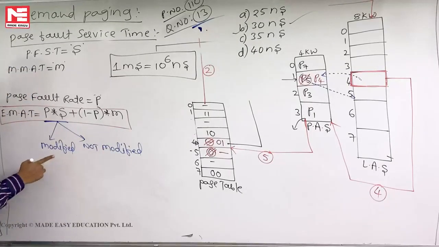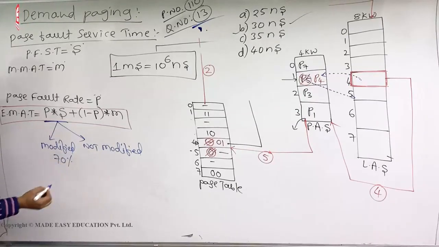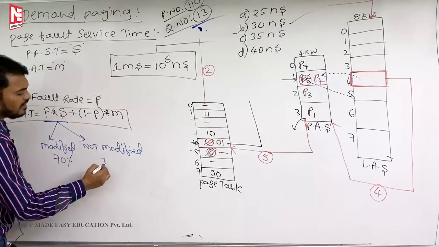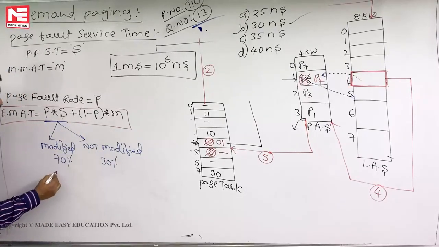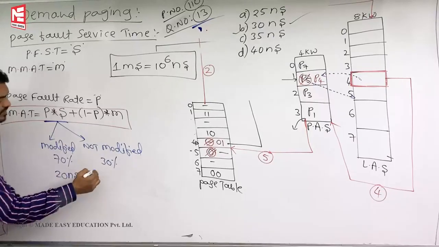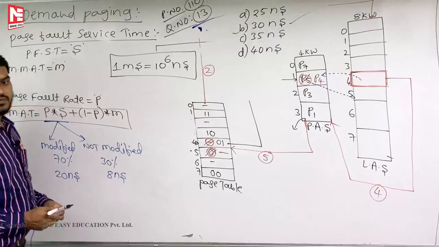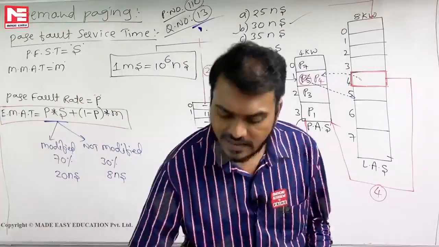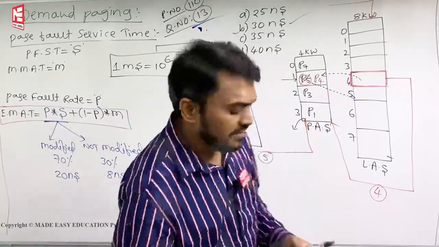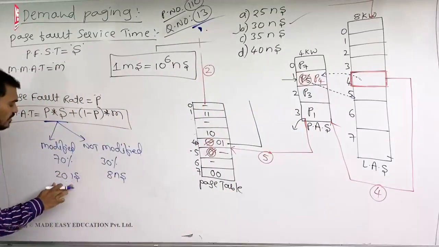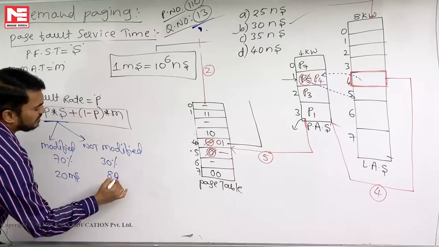So, how much percentage is modified? Read the question he has given. 70% is given as modified page. So obviously not modified will be 30%. And if it is a modified page, how much service time is it taking? 20 milliseconds. And if it is not a modified page, how much service time is it taking? 8 milliseconds. Sorry, it's milliseconds. Modified page is 20 milliseconds, not modified page is taking 8 milliseconds.